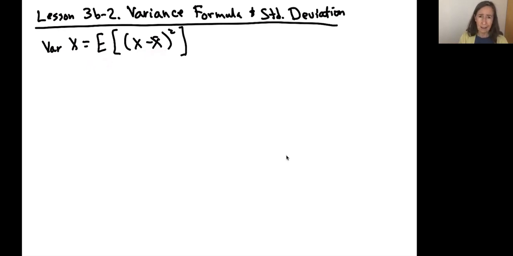It's actually not the most common way we write down variance for formulas, for proofs, for calculations. What we typically do is we rearrange this expression into something that's easier to work with. So I want to start with this and get you to the formula that we use all the time.